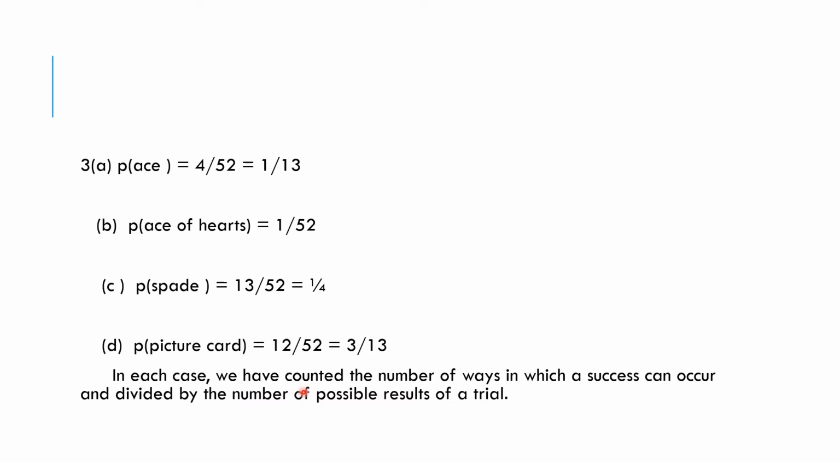In each case, we have counted the number of ways in which a success can occur and divided by the number of possible results of a trial.